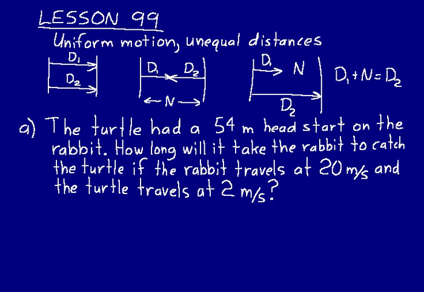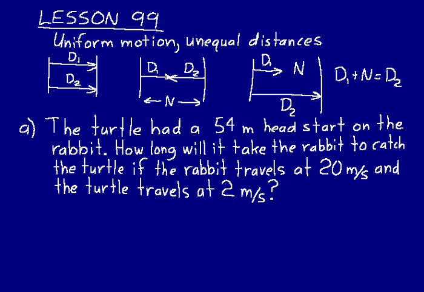Let's go ahead and do a practice problem. Let's read it through once. It's always what you should do on a practice problem or a word problem, is read it through one time first. The turtle had a 54-meter head start on the rabbit. How long will it take the rabbit to catch the turtle if the rabbit travels at 20 meters per second and the turtle travels at 2 meters per second?